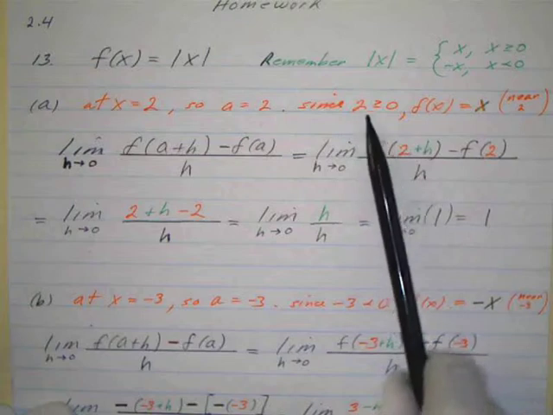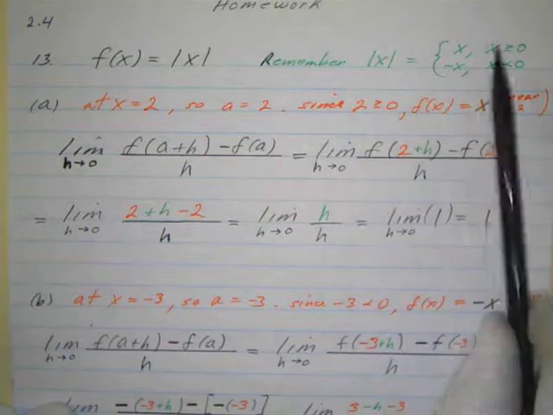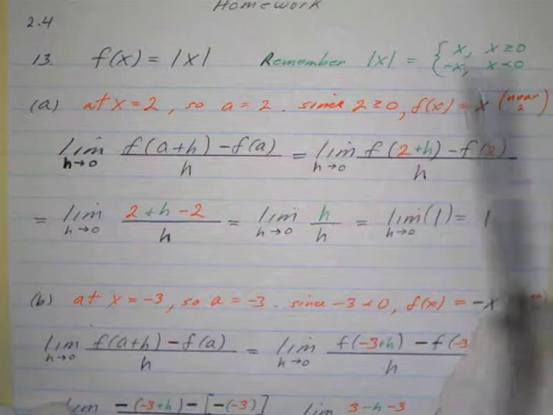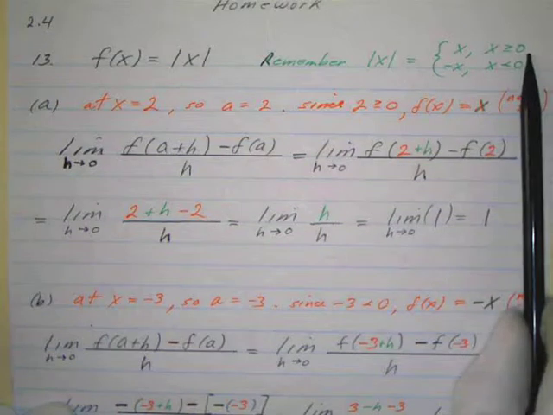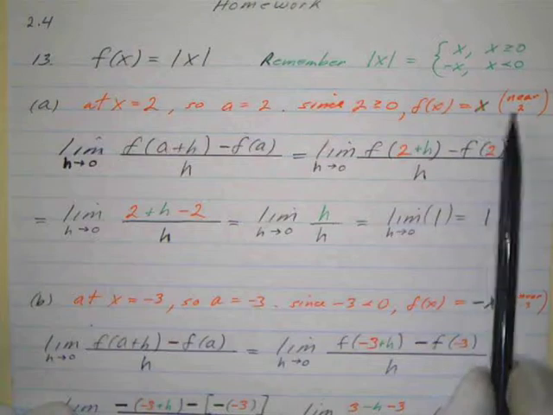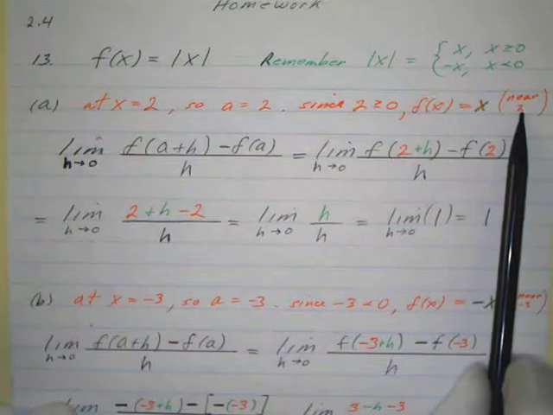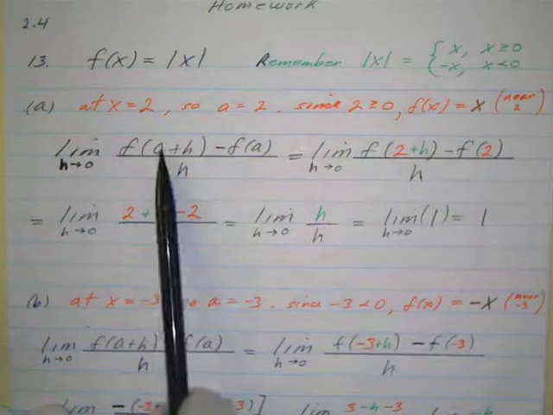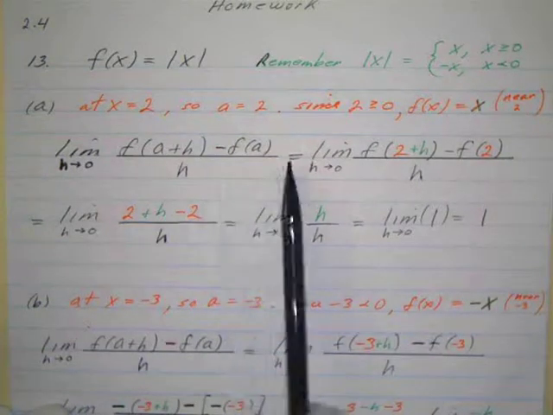All right, now since 2 is positive, if we look up here at the absolute value of x, the absolute value of x just equals x when x is positive or equal to 0. So therefore f of x is just equal to x around 2, and we're near 2. So we're in the positive area of that absolute value. So I can put this in. So this is going to be my 2. So I just substitute in the formula.